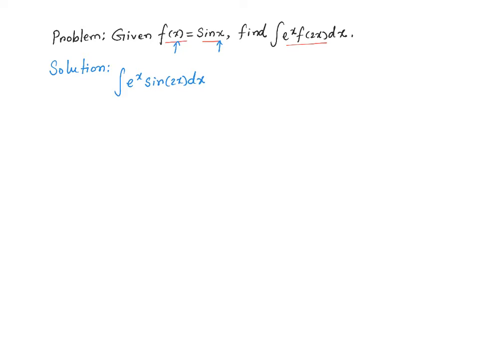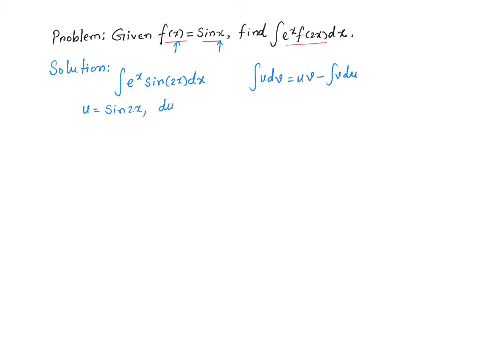We will be using integration by parts. You probably remember integration by parts tells you integral u dv is equal to uv minus integral v du, and we have to carefully select our u and v. So for this integral we are going to assume u is equal to sine of 2x.